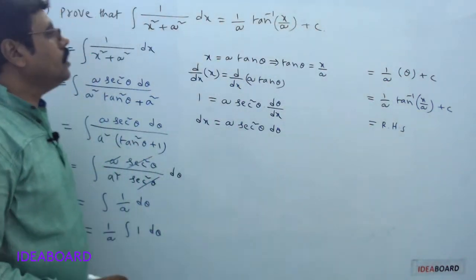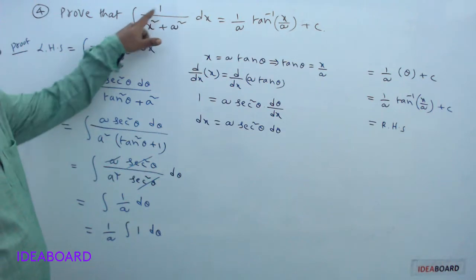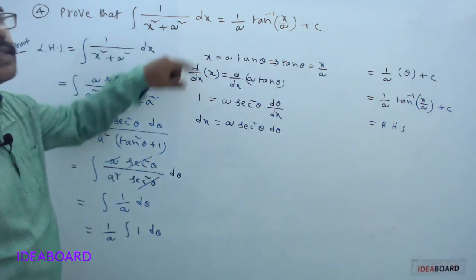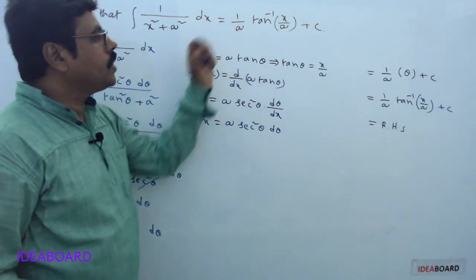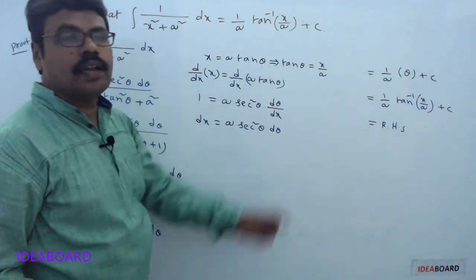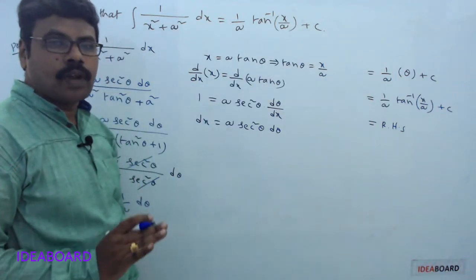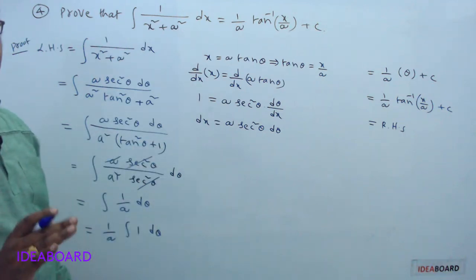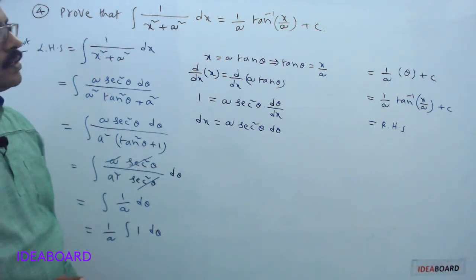Now what is the formula? Integral 1 divided by x square plus a square dx equal to 1 divided by a into tan inverse of x by a plus some constant c. So from now onwards, we will consider this result as a standard formula in this topic.